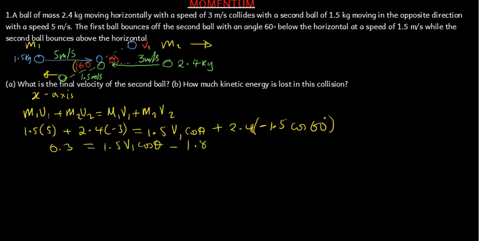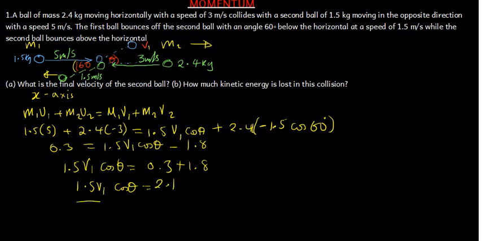So that is it. Now we are going to take this value to the other side so that we just remain with this portion, and so that is going to give us 1.5 v1 cos theta being equal to 0.3. Well, I'm taking this portion the other side, and so it's going to become positive 1.8. So that gives me 1.5 v1 cos theta is equal to 0.3 plus 1.8. That is 2.1. So let's divide by 1.5 on both sides.